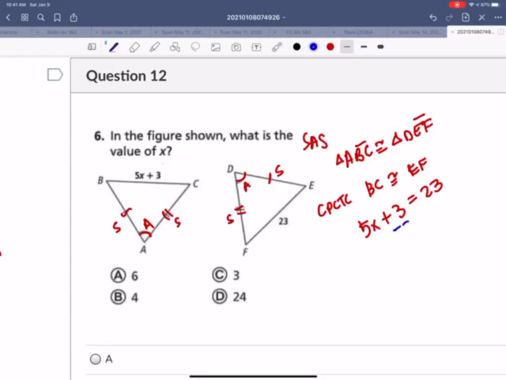Nice. So if I subtract 3 on both sides, I feel like I'm getting X is 4, and that's what they wanted. X is 4.